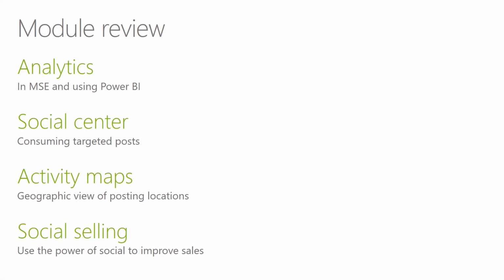We've talked about a lot in this module. We talked through the analytics that are contained within Microsoft Social Engagement, as well as analyzing those actions using Power BI and the Content Pack. We talked through the Social Center, and in that Social Center, the ability to consume targeted posts. We saw how to make an activity map for a geographic view of the locations of the posts that we are consuming. And we began our introduction to social selling, where you can use the power of social to improve your sales.